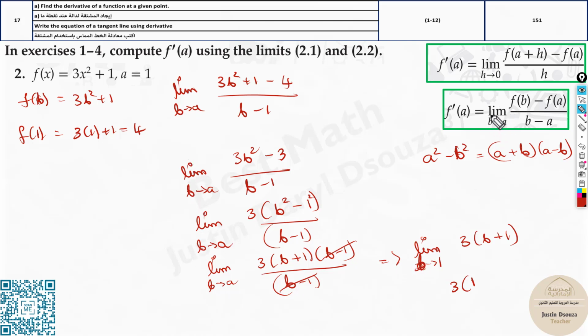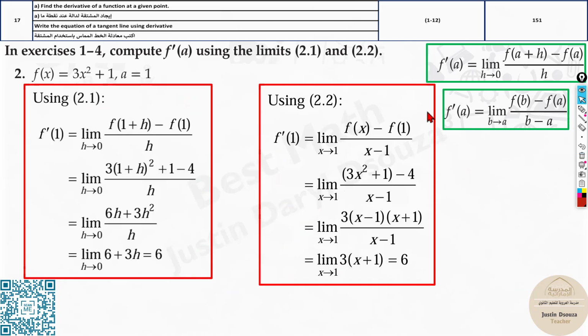The second formula is about b. The first is about h. In the first one, it's 0, but over here, whatever the a value is given, we take it to that. Now we substitute over here. b will become 1, that is the a value, plus 1. This is basically 3 times 2, that is 6, and that's the answer. Doesn't matter which formula we use, the answer will be the same, that is 6 itself.